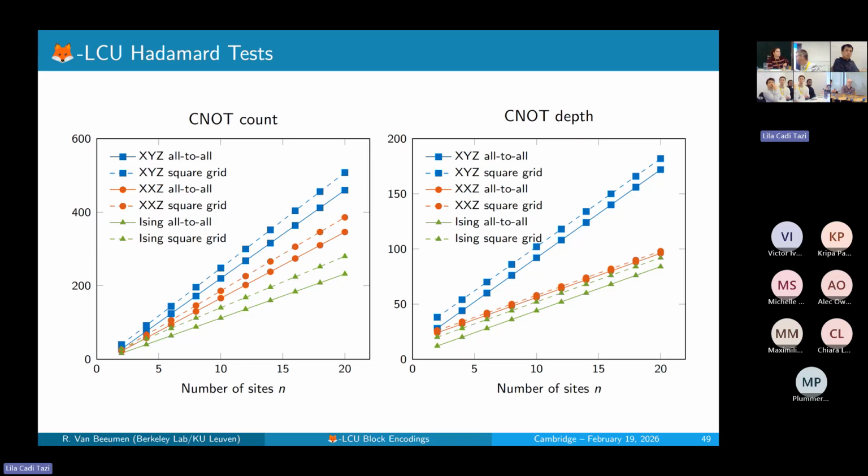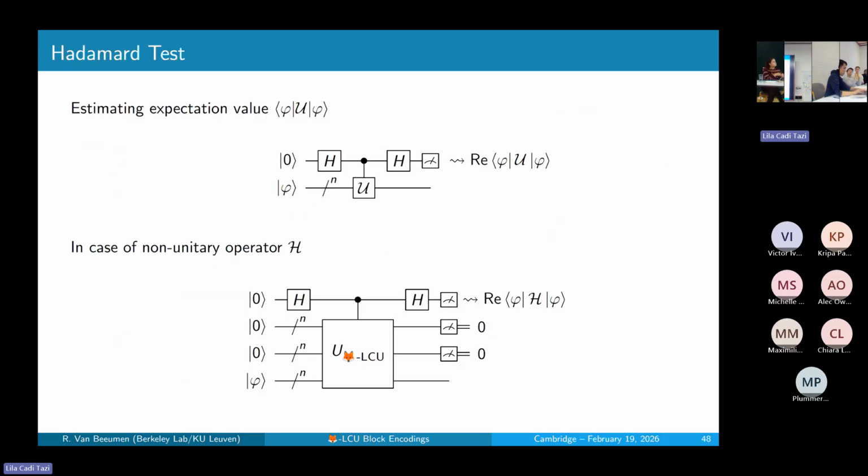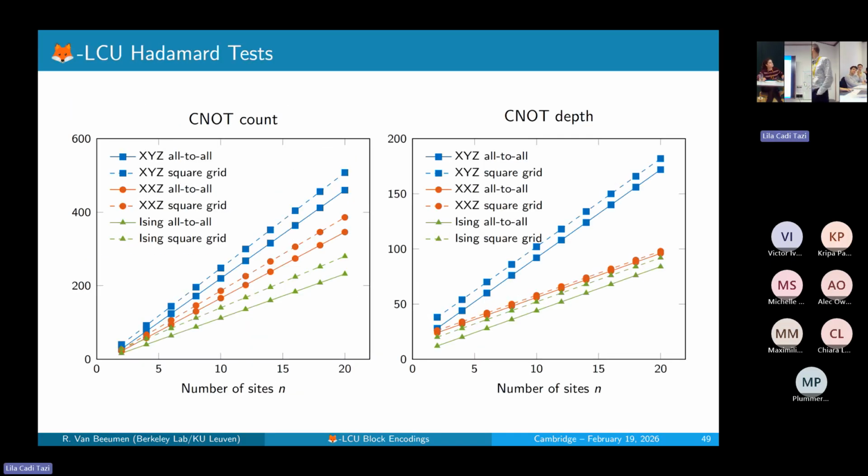It's probably 6 or 8 extra CNOTs, because note that this is all in linear scale. But just to give an idea, to do a Hadamard test for an XYZ model, you are still below 200 CNOTs for 20 sites. Of course, the number of qubits will be, if we say for 20, that would be 20, 40, 60, 61. That's within reach of what we have today. So that brings us definitely much closer to actual hardware runs, which you're trying to perform at the moment.